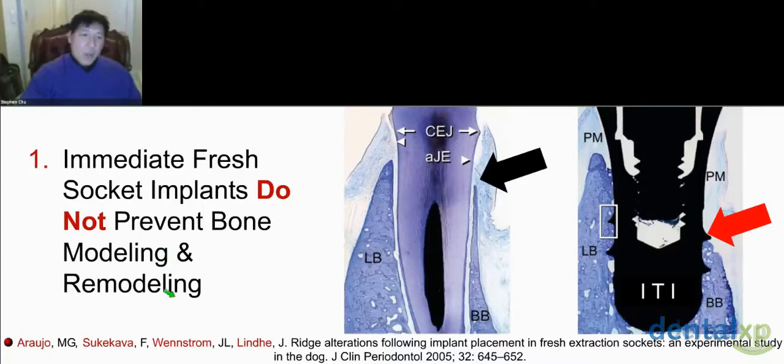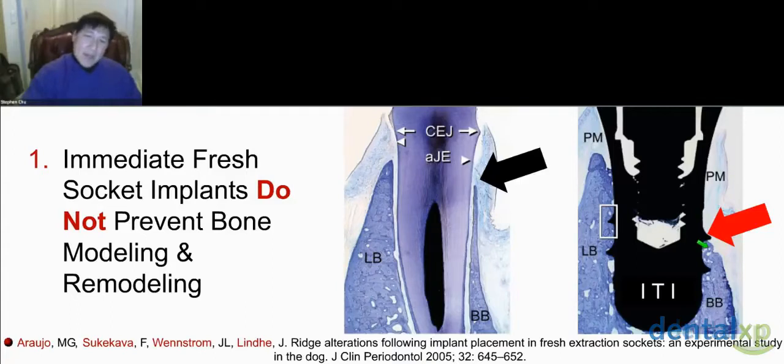This is a very well-quoted paper by Maurizio Ruggio down in Brazil, who worked a lot with Jan Lindhe at Gothenburg. Now you can see here the preoperative scenario of a lower mandibular canine tooth. You can see how thin the buccal plate is over here. The implant is placed into the extraction socket, and you can clearly see with the red arrow that there's been loss vertically of the buccal plate.